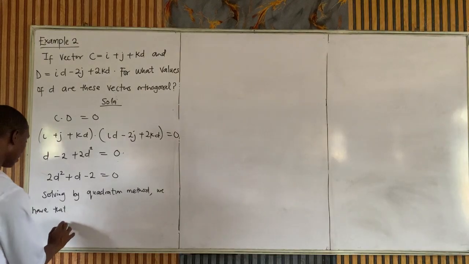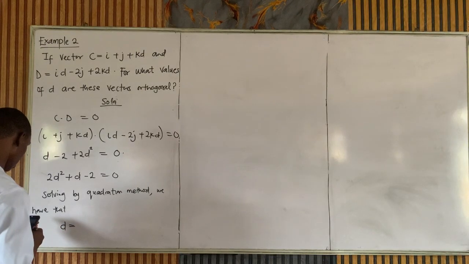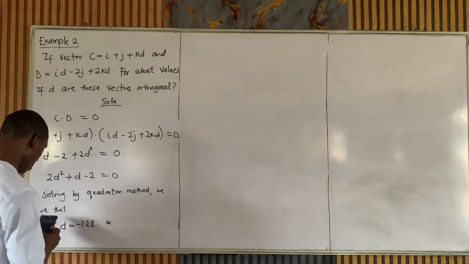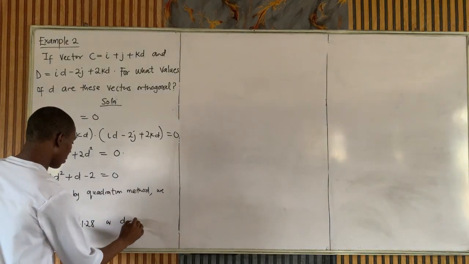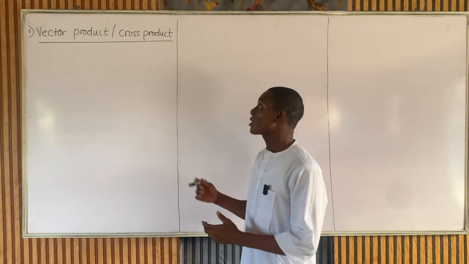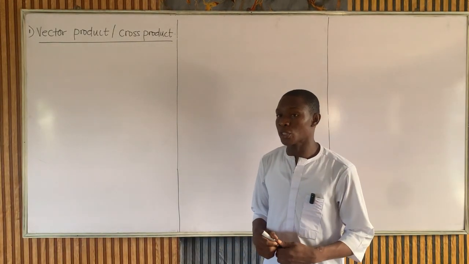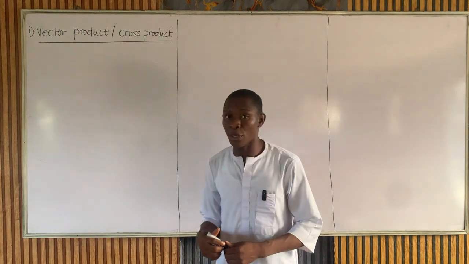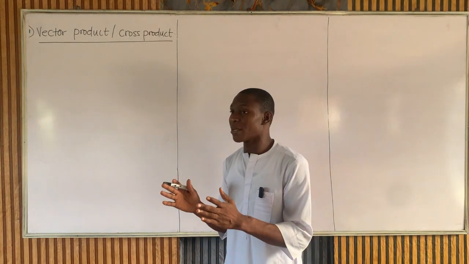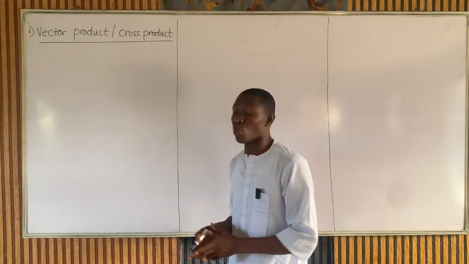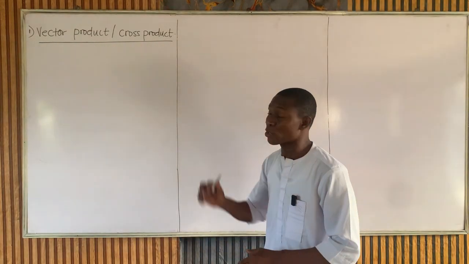We have that our D is equal to minus 1.28 or D is equal to 0.78. That's the value for our D. Vector products or cross products. This is so-called because whenever you carry out a vector product of two vectors, the result would always be a vector. That's why it's called vector product.